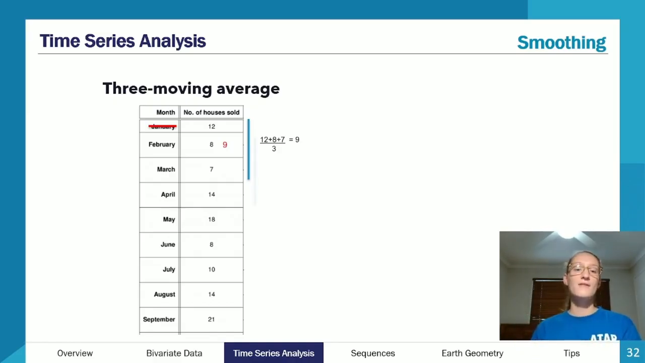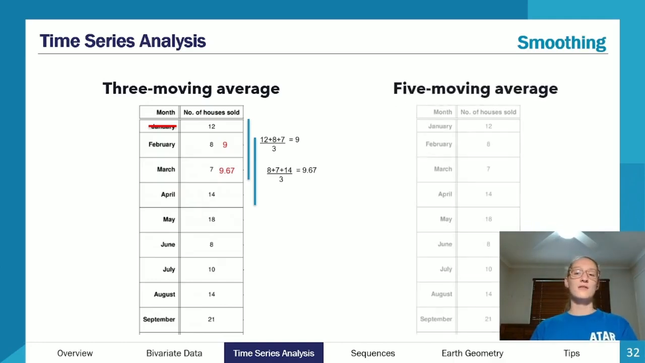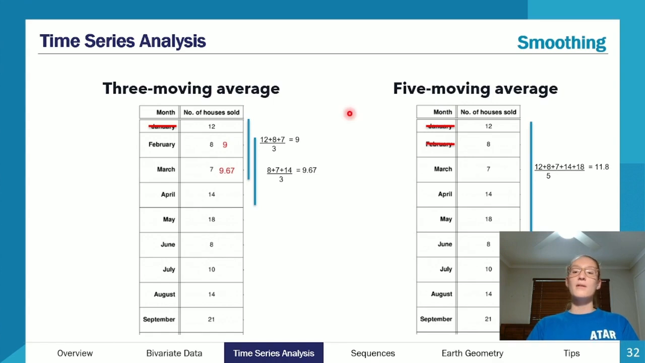Then we can find the value for March by getting the average of February, March and April: 8, 7, and 14, add them together, divide by 3, just like any other average, and we get 9.67. We can do the exact same all the way through. And we can also do the same with the 5 moving average. The main difference is that we lose our first 2 data points when we do a 5 moving average, because again, we don't have 2 points before January to use, and we don't have 2 points before February to use.